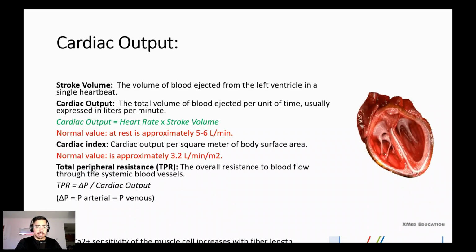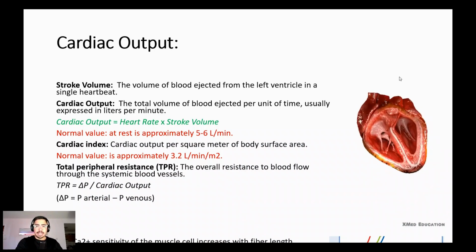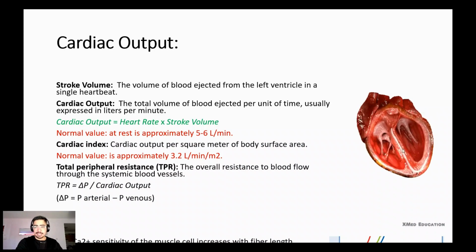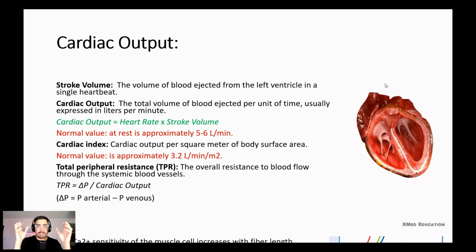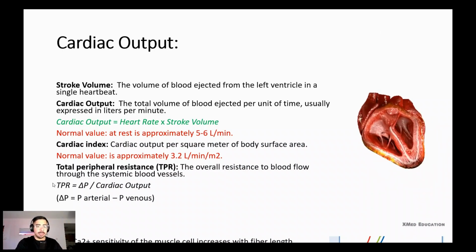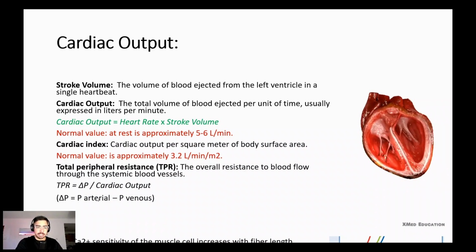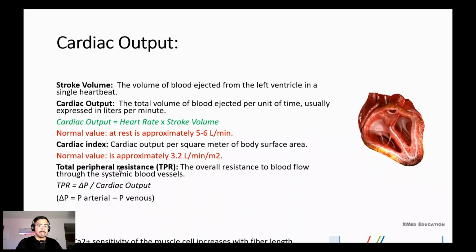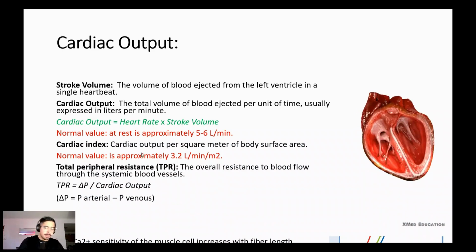What is the total peripheral resistance? Total peripheral resistance is the pressure against this ventricular contraction. Each artery has its own resistance, and the sum of all these resistances will be the total peripheral resistance. The way that we can calculate it is from the difference in pressure between the arterial and venous sides divided by the cardiac output.